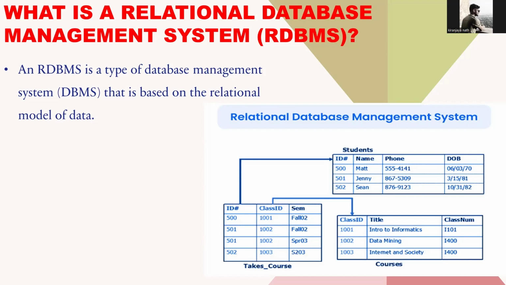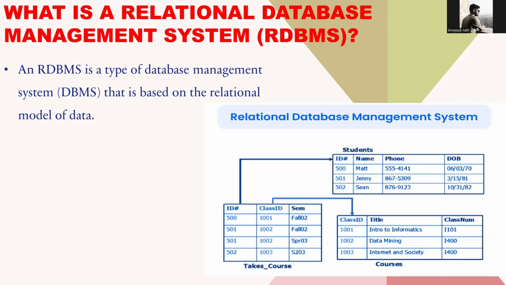And if you see the take course and courses tables, there is one common field, that is class ID. In the take course table, there is a class ID. In the courses table also, there is a class ID. That means this class ID field creates a relation between these two tables.